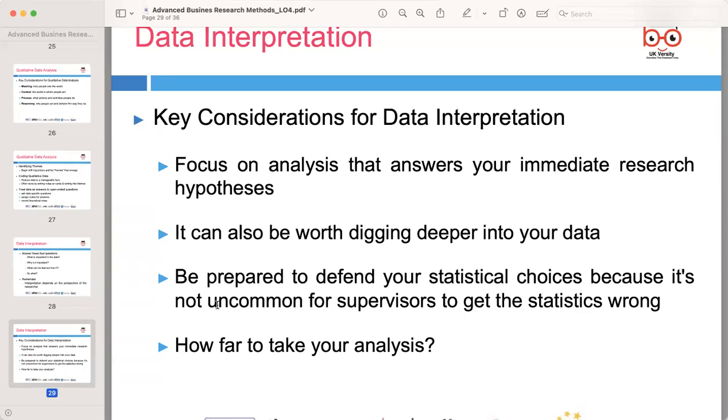So how far to take your analysis? Determining the extent of your analysis is an important consideration. While it is tempting to analyze data extensively, it is key to strike a balance. Consider the scope of your research, available resources, and the depth of insight needed to answer your research questions.